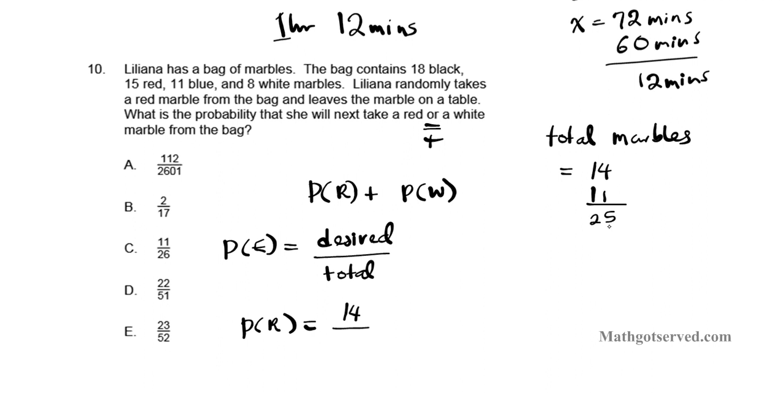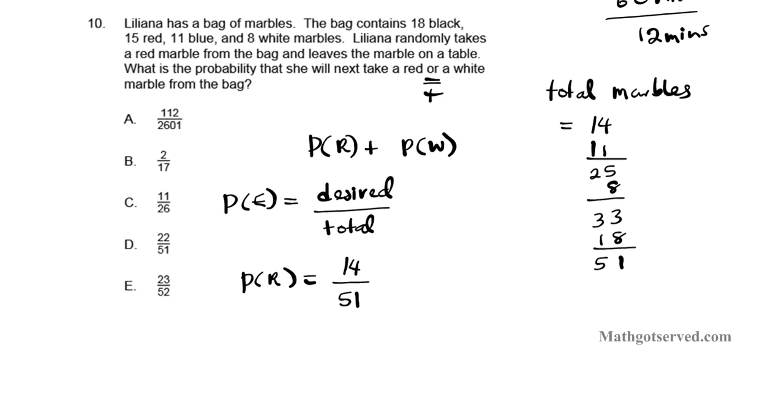And then let's add on the 8. 25 plus 8, that's 33. And let's not forget the 18 black marbles. Plus 18, that's 51 marbles in all. So the probability of red is 14 divided by 51. Okay, because that's the total, considering the fact that one marble has been taken out.